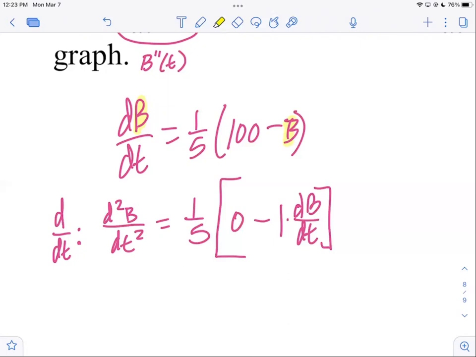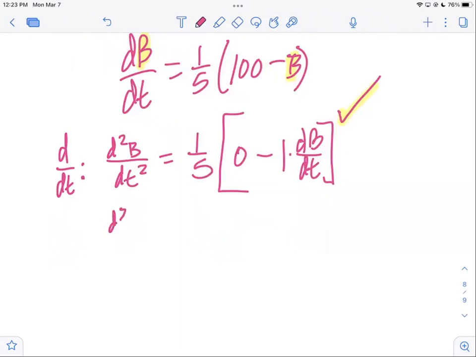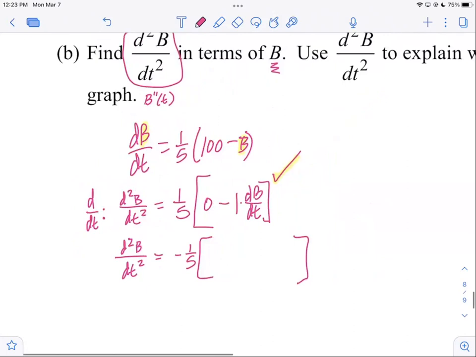Do I stop right there, walk away? No. Well, that would get a derivative check right there. But now it says to do it in terms of B, and I have it in terms of dB/dt. So let's see, I can pull the negative up front and call it negative 1/5. And then what is dB/dt in terms of B? Oh, I'll just substitute it right back in, right? dB/dt is this, right? Oh my gosh.